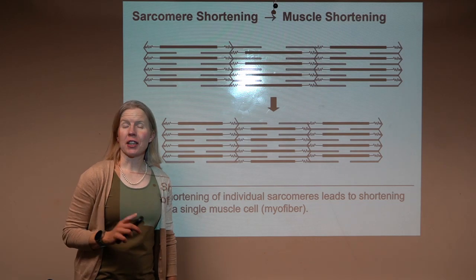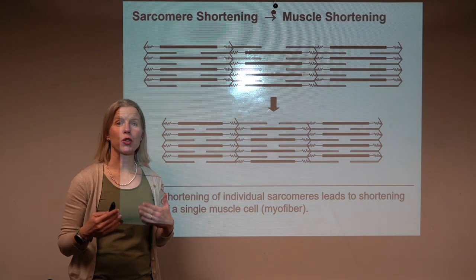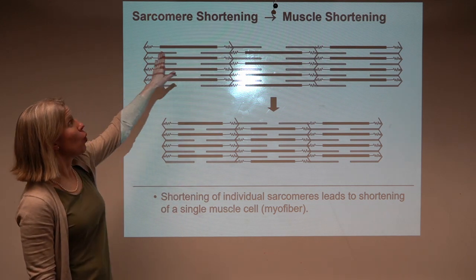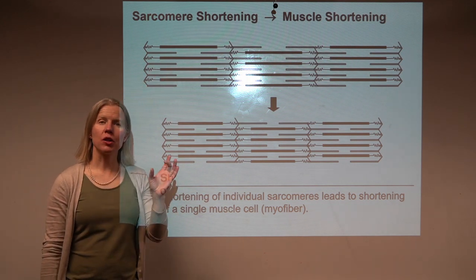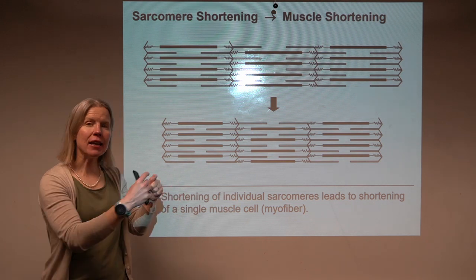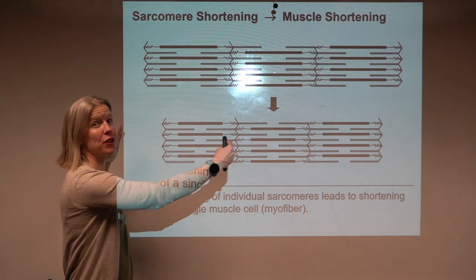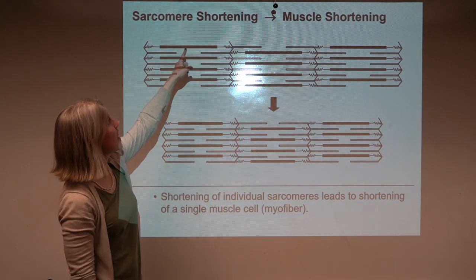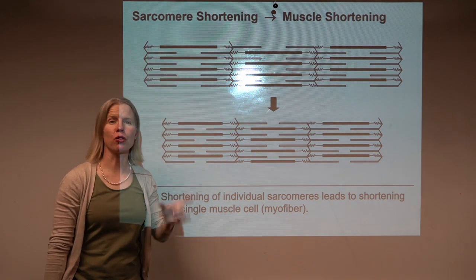Now that we understand a little bit about how muscle contraction actually takes place, we've got a few more things to look at here. So we were talking about sarcomere shortening, right? In a muscle cell, we said there are thousands or tens of thousands of those sarcomeres, and they are going to contract, and when all of them contract, the muscle shortens.